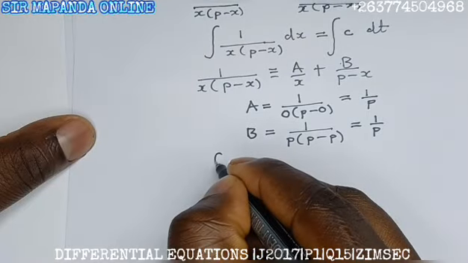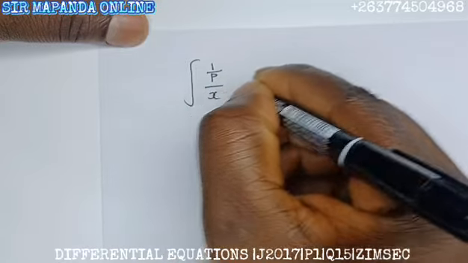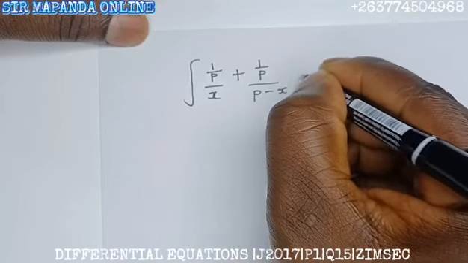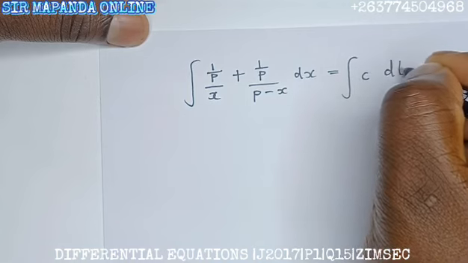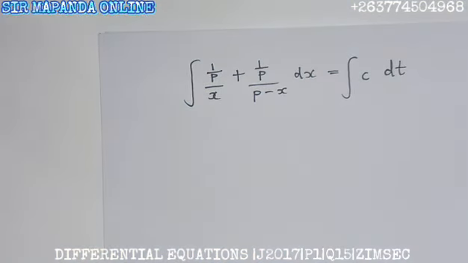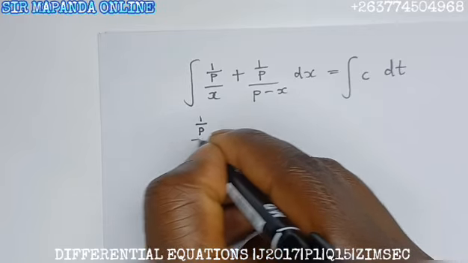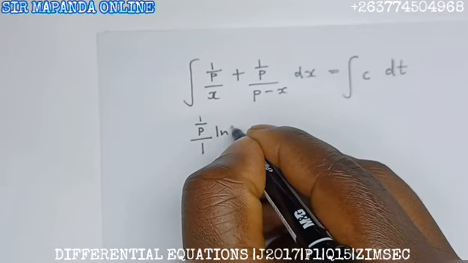Let me put the integral signs. Right, so we now have the integral of 1 over P on A over x plus 1 over P on B over P minus x, dx is equal to the integral of c dt. I hope you are following. So where we have linear factors, we make use of the log, ln, to integrate. You are saying 1 over P, your numerator, is going to be divided by the derivative of x, which is 1. Then you put ln x.